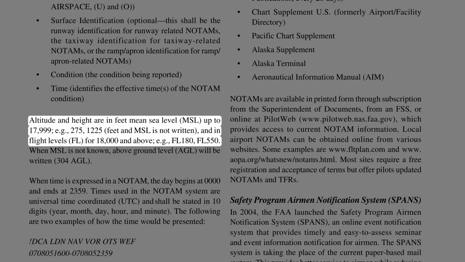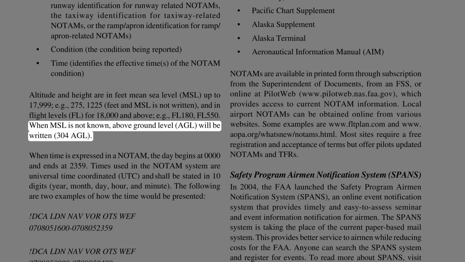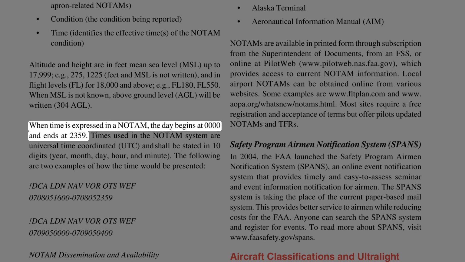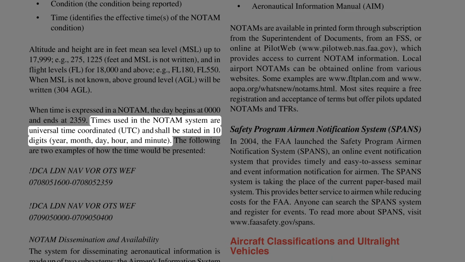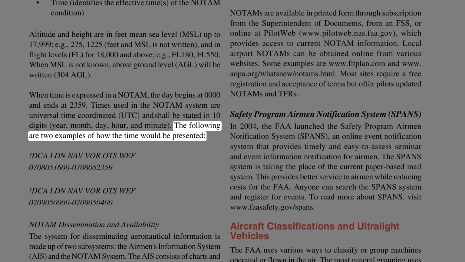Altitude and height are in feet, mean sea level (MSL), up to 17,999, e.g., 275, 1,225 feet, and MSL is not written; and in flight levels (FL) for 18,000 and above, e.g., FL 180, FL 550. When MSL is not known, above ground level (AGL) will be written, e.g., 304 AGL. When time is expressed in a NOTAM, the day begins at 0000 and ends at 2359. Times used in the NOTAM system are Universal Time Coordinated (UTC) and shall be stated in 10 digits: year, month, day, hour, and minute. The following are two examples of how the time would be presented.